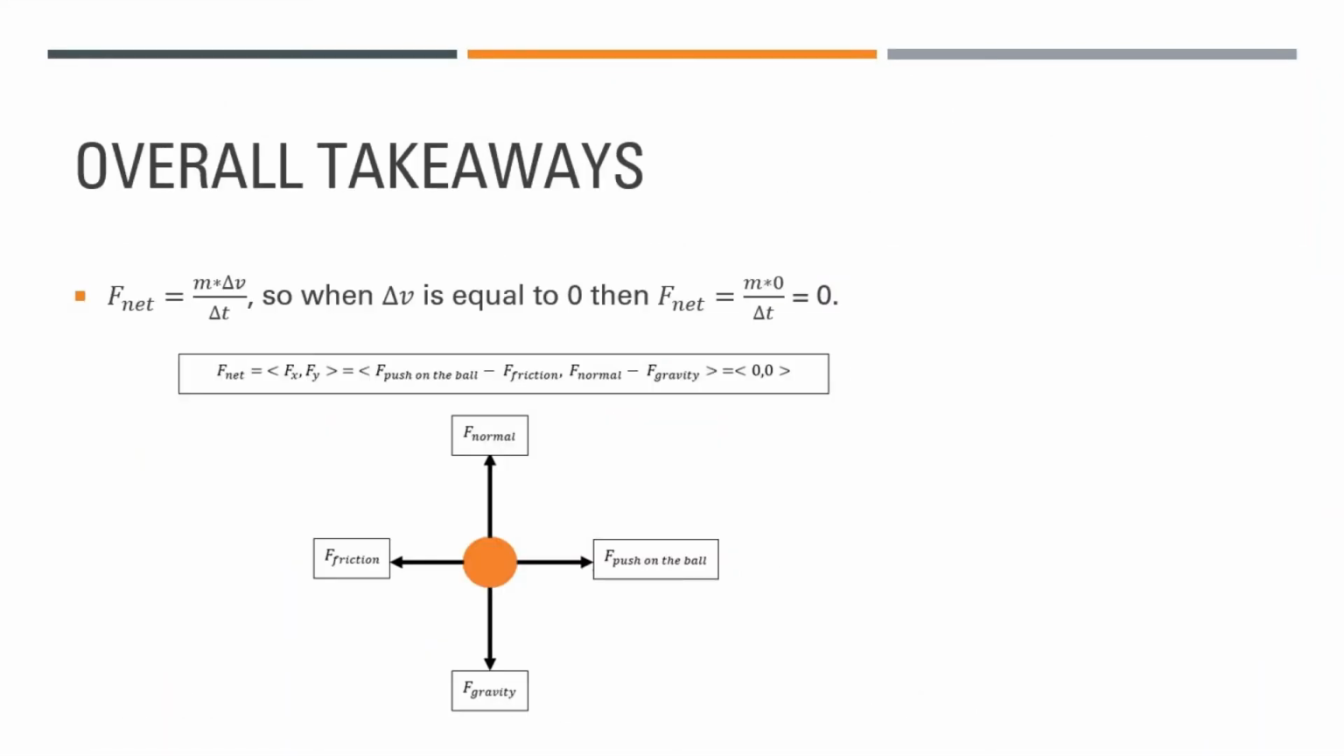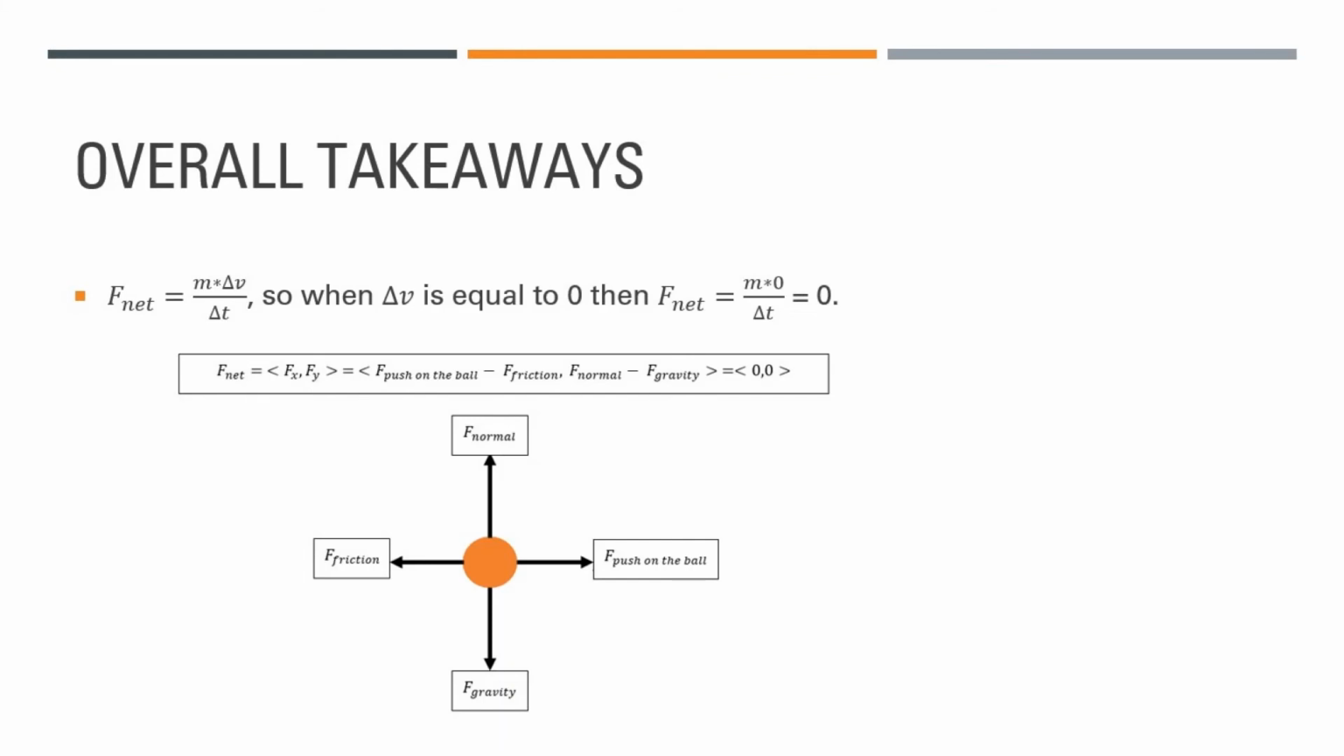All in all, the overall takeaway from this lab is that an object with constant velocity has a net force vector of 0, because the net force is equal to the total change in momentum over time. But when there is no change in velocity, there is no change in momentum, because momentum is equal to the mass times velocity. We were able to see this clearly when we plotted the ball's position versus time graph, which resulted in a velocity versus time graph with a constant 0 slope.